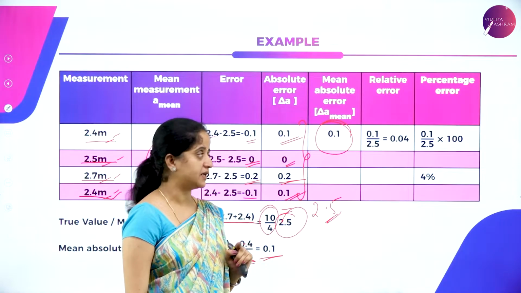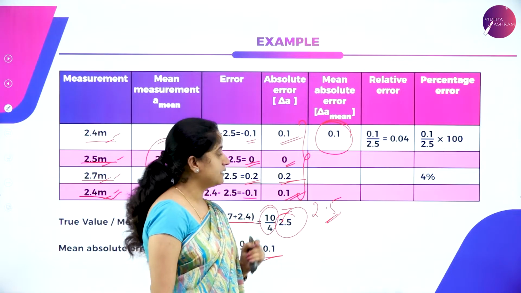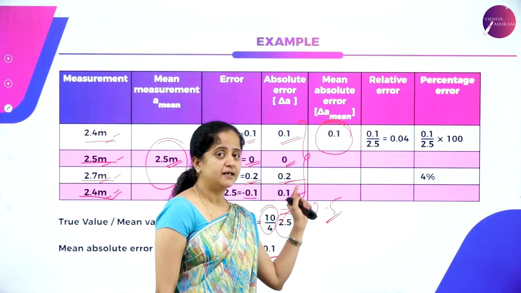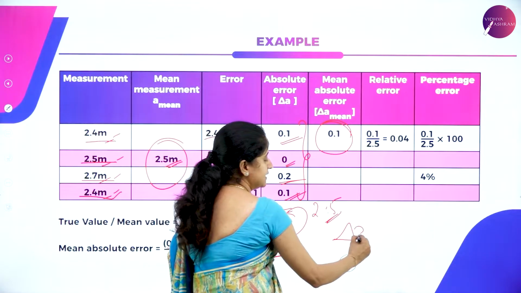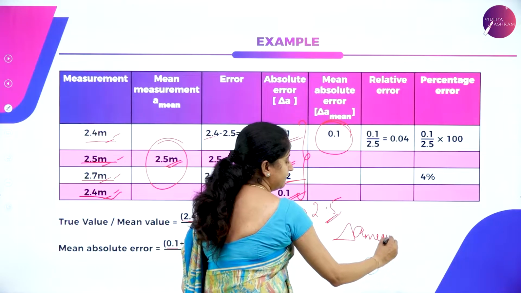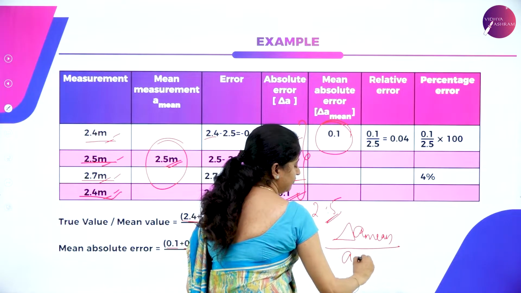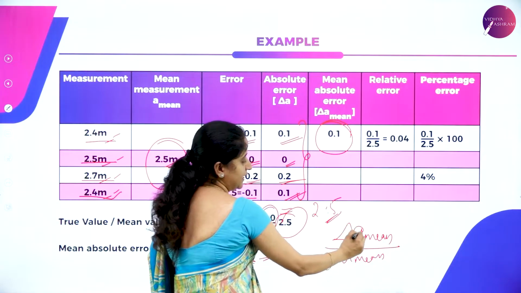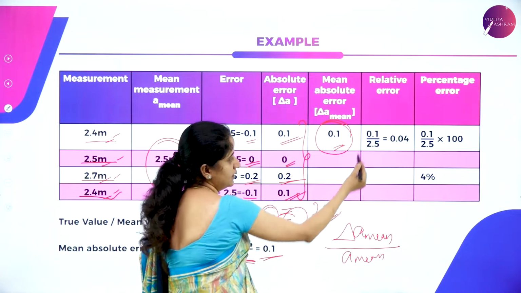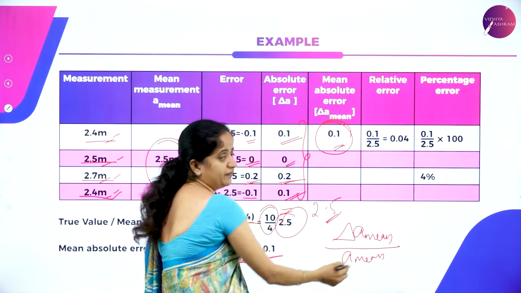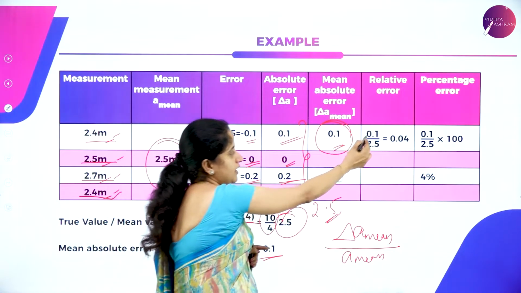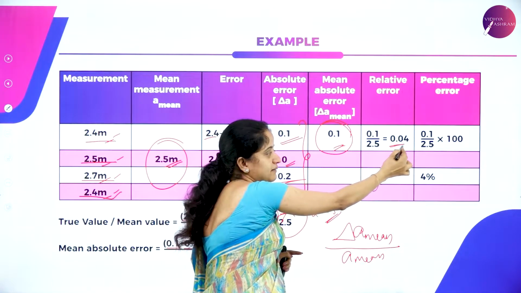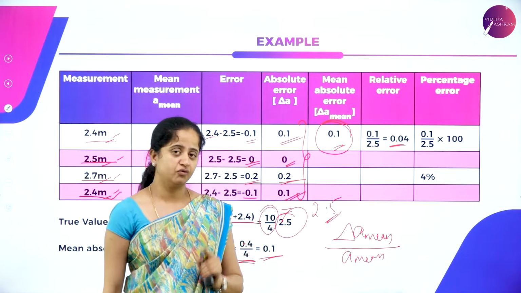I hope now it is easy to understand what is mean absolute error, what is absolute error, and how to calculate relative error. Yes, after finding the mean absolute error, we can calculate relative error, because the formula for relative error is the mean absolute error divided by the arithmetic mean of all the measurements. So delta A mean is 0.1, and the average value of the measurements is 2.5. So 0.1 divided by 2.5 is 0.04.